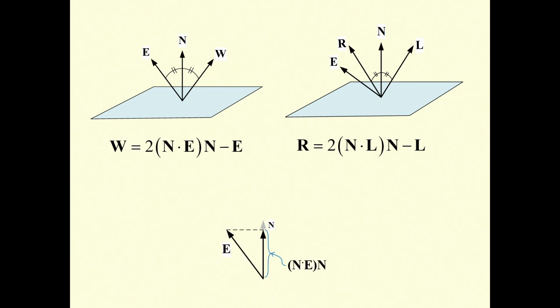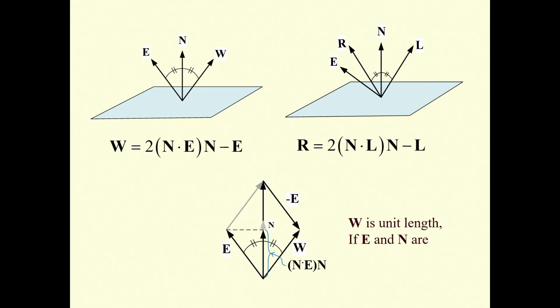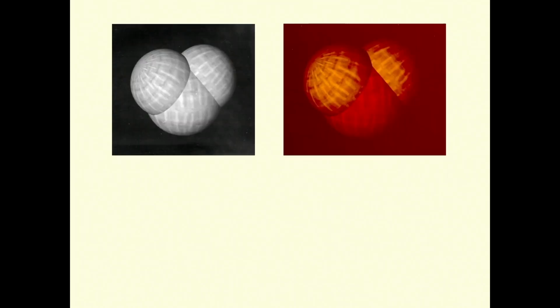There's a simple way of showing that. N dot E times N is the projection of E on the N vector. Take two of those, subtract off E, and you get W. Nice thing about this is if E and N start out unit length, W is guaranteed to be unit length too. We're trying to economize arithmetic as much as possible.